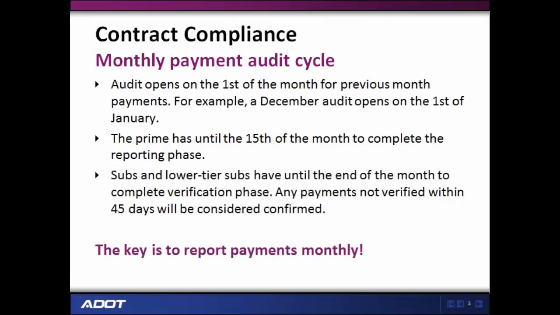Subs and lower tiers have until the end of the month to confirm payments. Any payments not confirmed within 45 days will be considered confirmed. If primes report by the 15th of the month and their respective subs and/or lower tier subs verify the payment information by the last day of the month, payment reporting for that audit period will be considered timely and compliant.